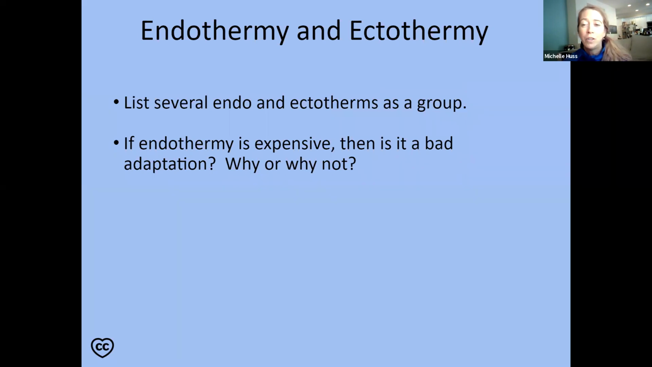So question for you to think about: why does it seem like endothermy, trying to keep yourself warm all the time, is a really bad adaptation?